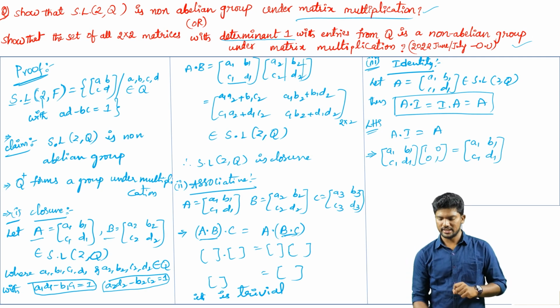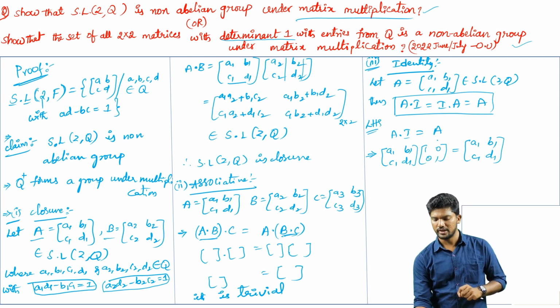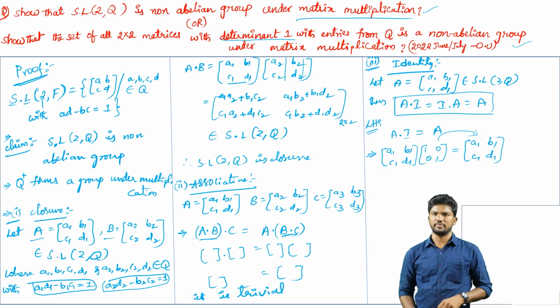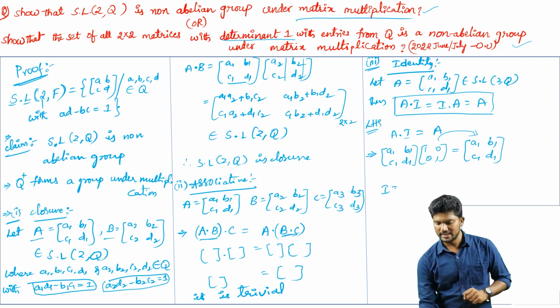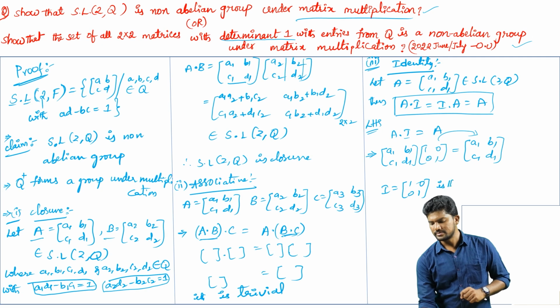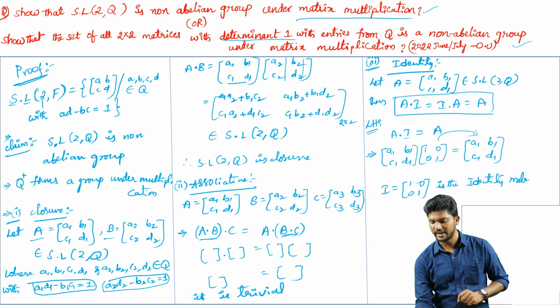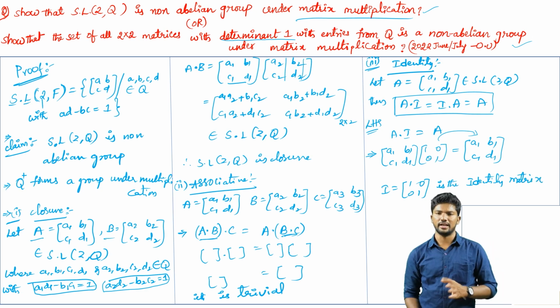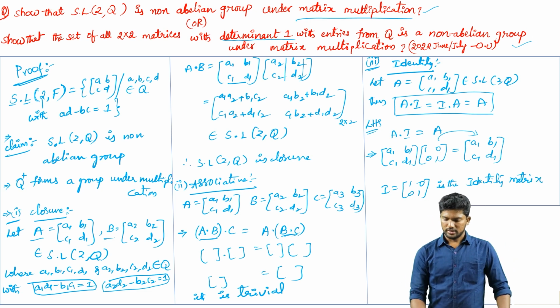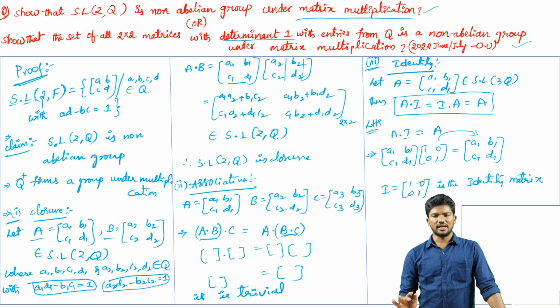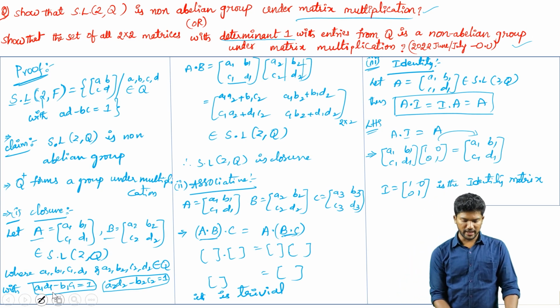You can also cross check. If you multiply both of them, you will get this matrix only. So therefore, capital I is equal to 1 0 0 1 is the identity matrix. Because we are discussing matrices, we call it an identity matrix; otherwise, it is the identity element. So this I equal to 1 0 0 1 is the identity matrix. Next, the fourth condition is inverse.